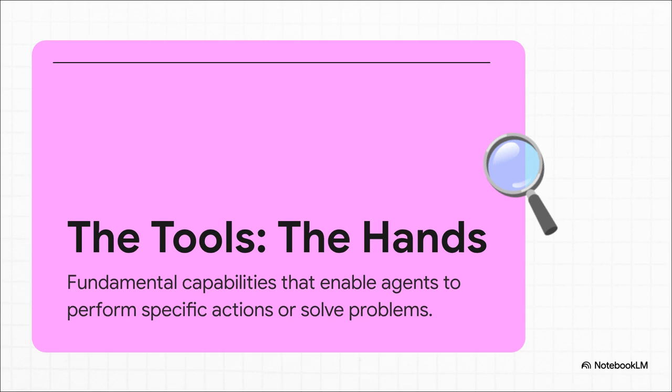But, a brain is pretty useless if you don't have hands to act on its decisions. And that's where tools come in. For our support agent, that cancel order function, that's a tool. Tools are the specific, predefined actions an agent can take to actually interact with the world and get stuff done.